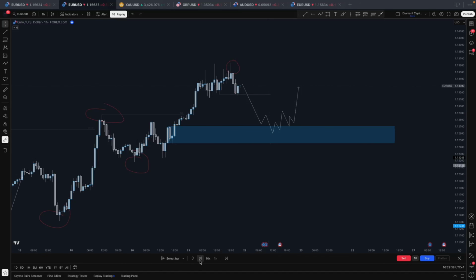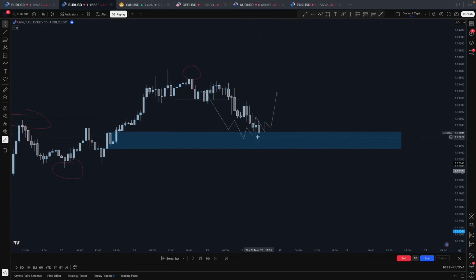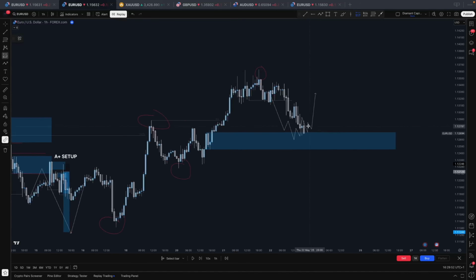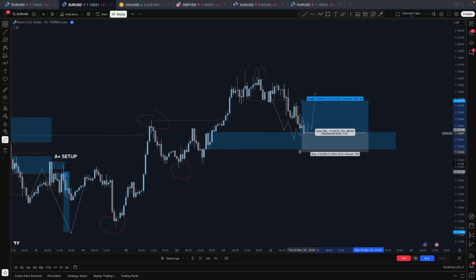So let's just wait and see how this actually progresses. Price is still consolidating around this period. We now are tapping into this area. Perfect. So this is exactly what I'm going to be waiting on. Once I see this, I have proper conviction that price is now going to respect it.